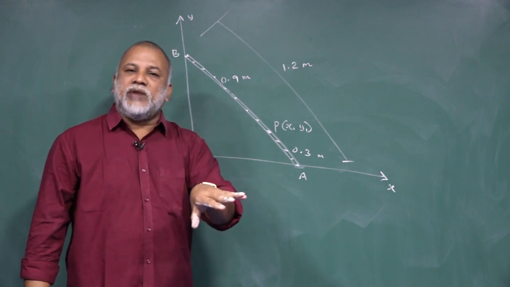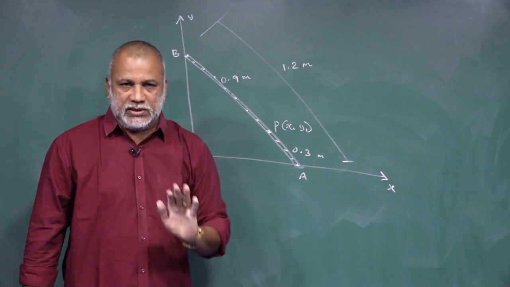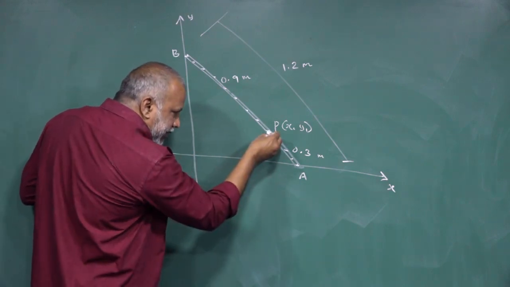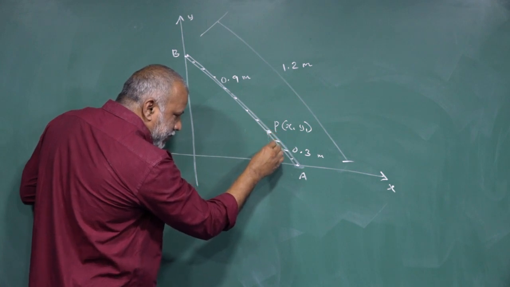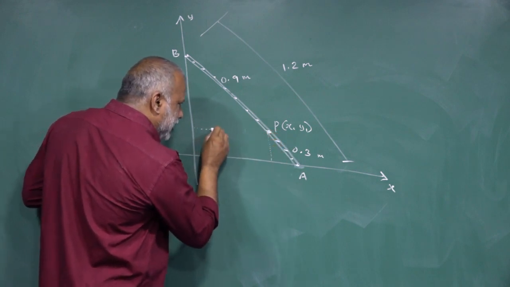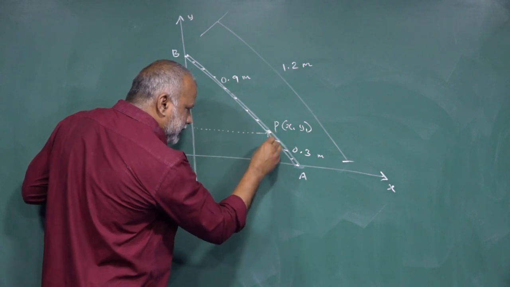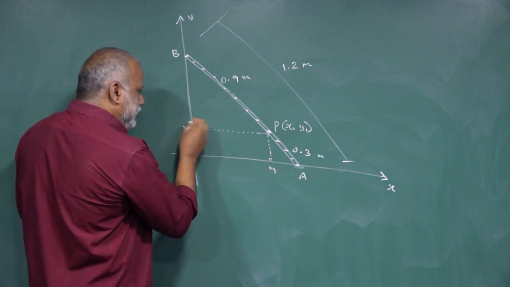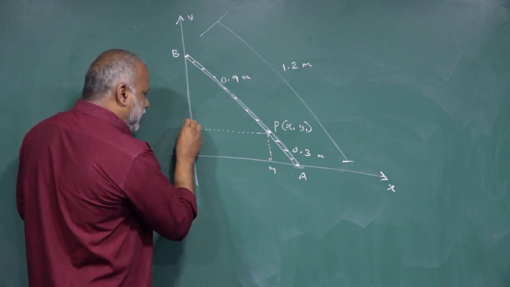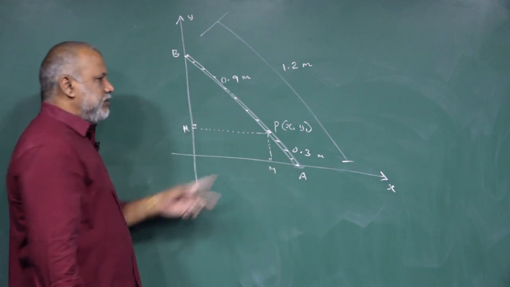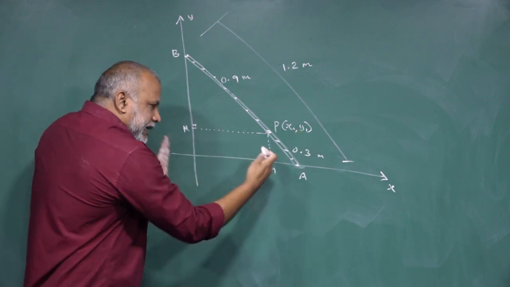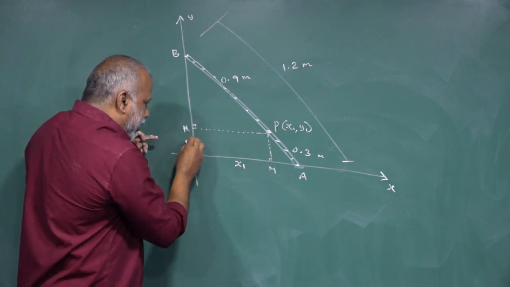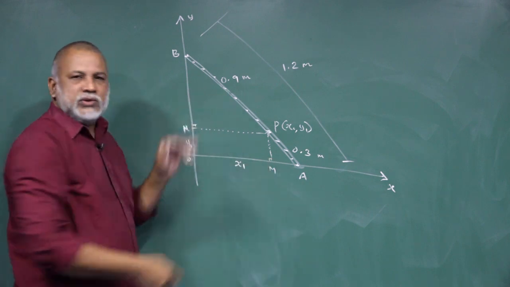The locus of this point P of x1, y1 must be an ellipse. That is the logic they have given. From P of x1, y1, I am drawing a perpendicular line to the x-axis and also to the y-axis, say PM and PN. What is the meaning of P of x1, y1? The distance from the origin along the x-axis is x1, and along the y-axis is y1.